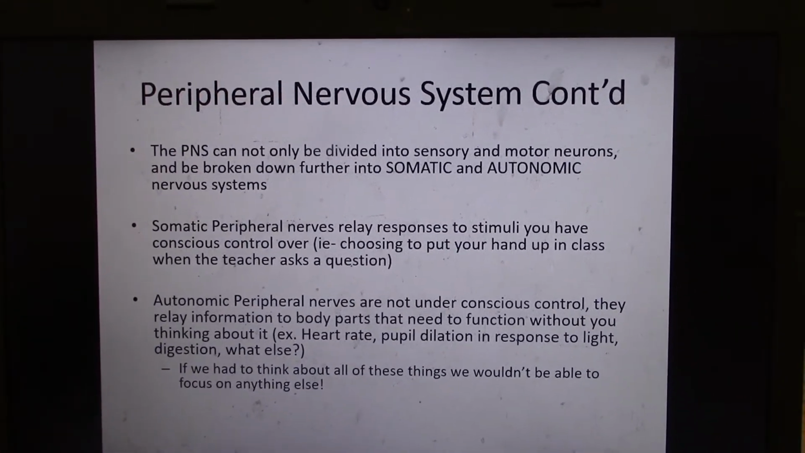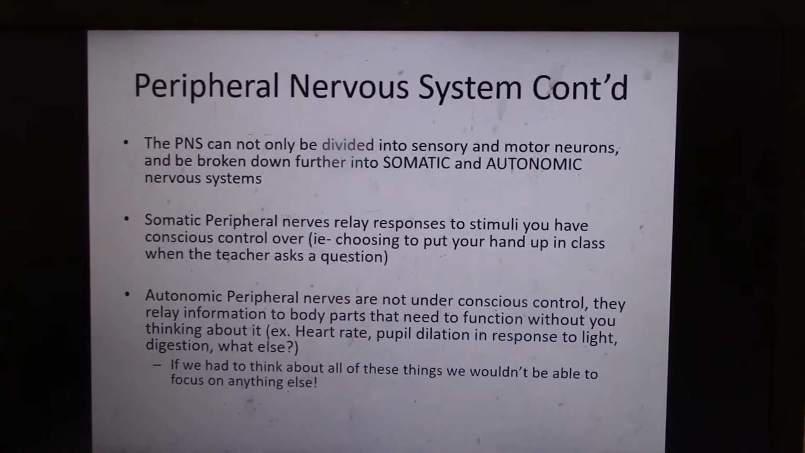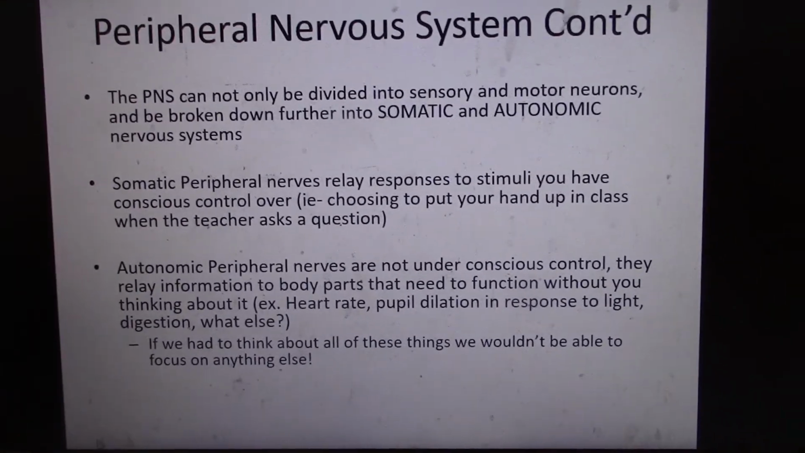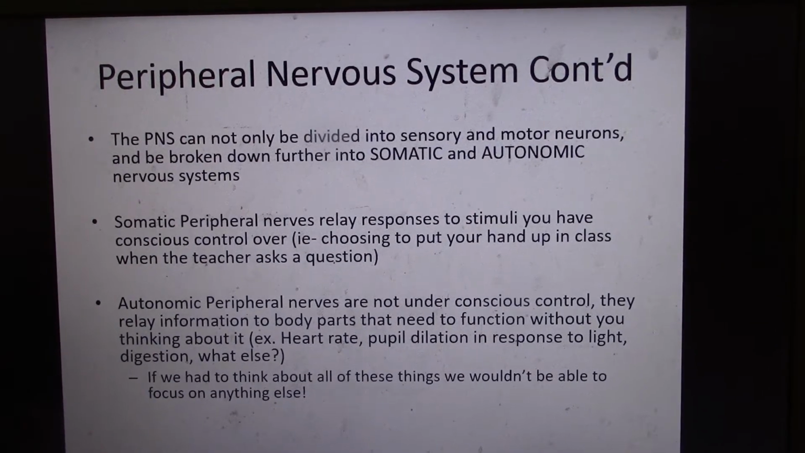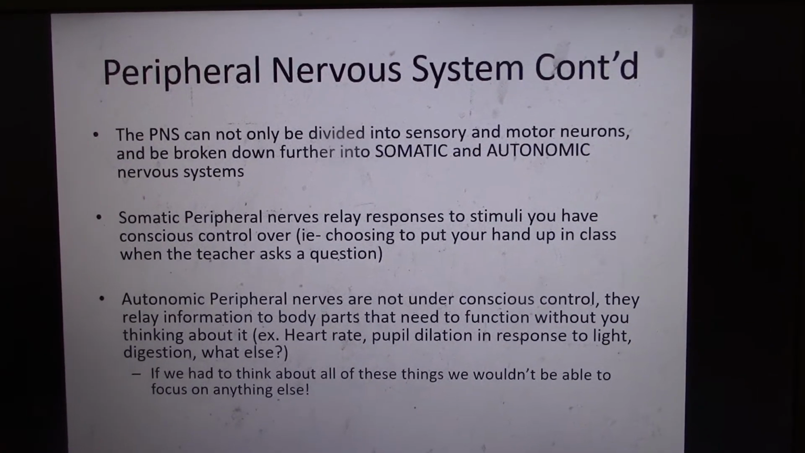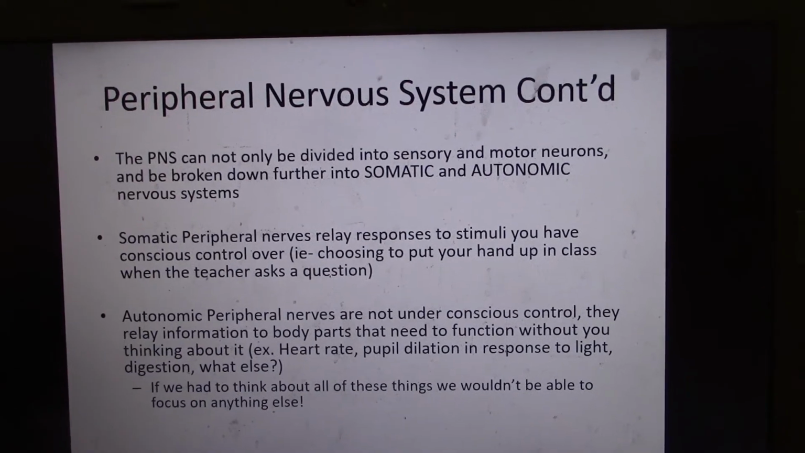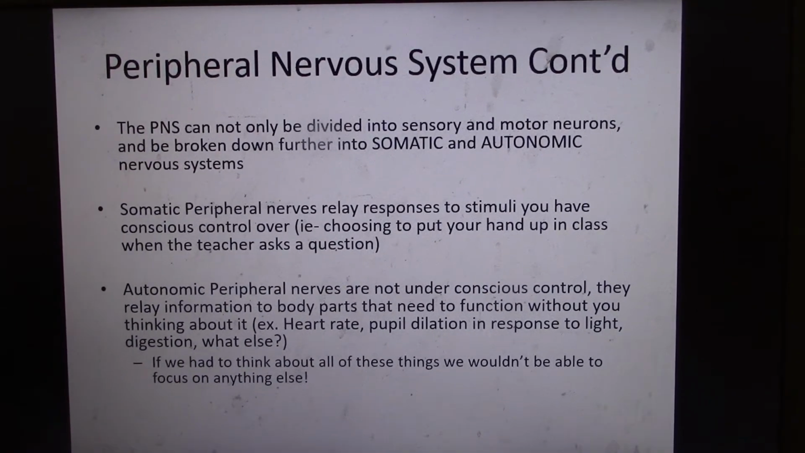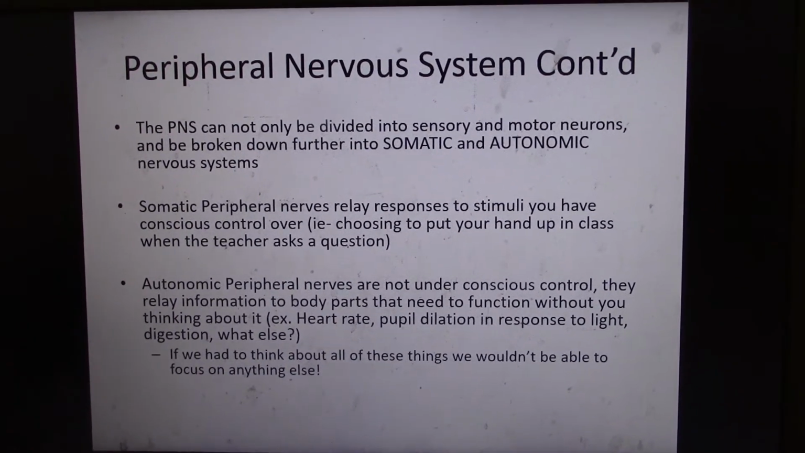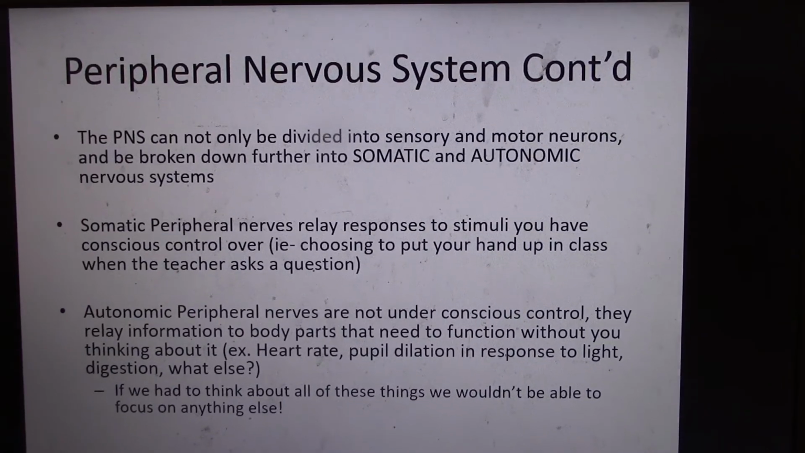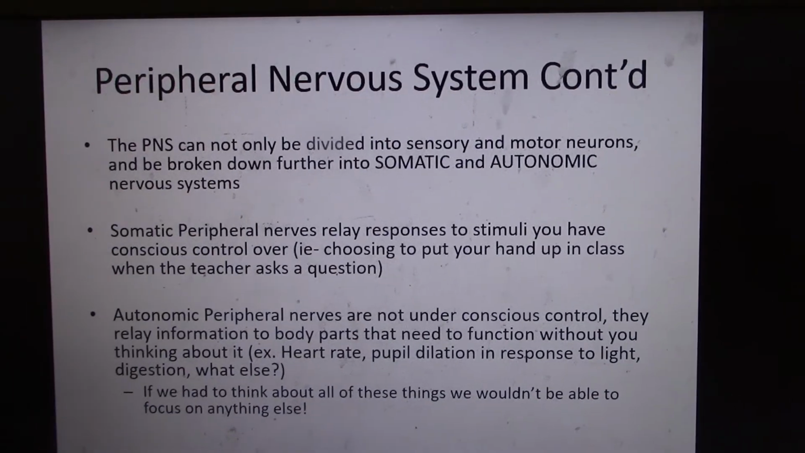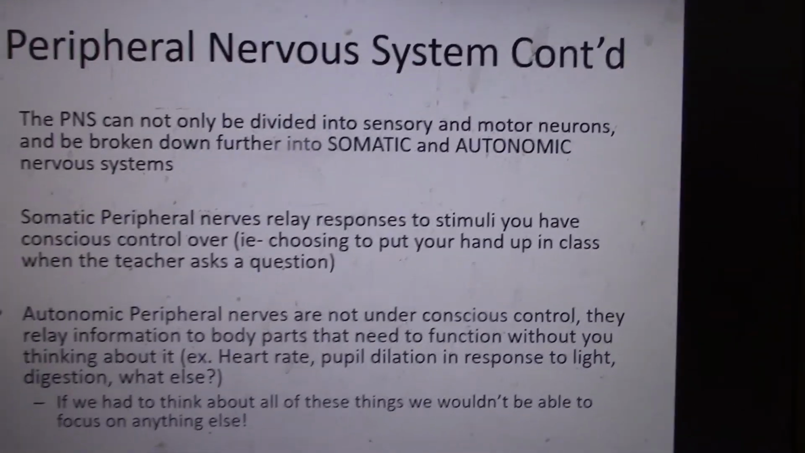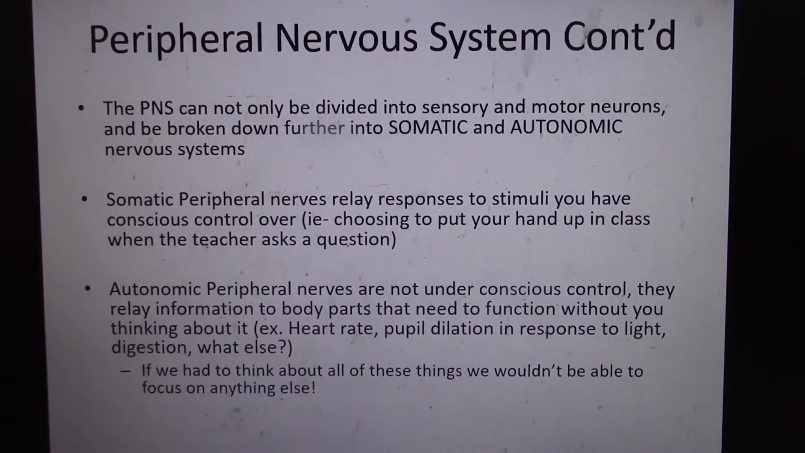Right, so somatic, soma means body. Somatic peripheral nerves relay responses to stimuli you have conscious control over. So we control things like our muscular system, and whether we choose to move our body or not, right? So if a question is asked in class, you have conscious control over whether or not you want to ask it. You'd have to raise your hand to do that, right?